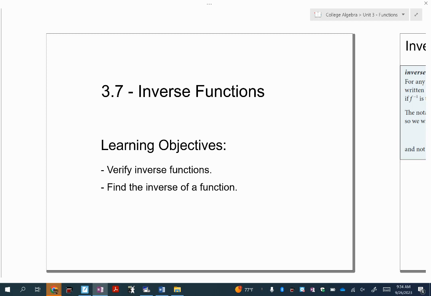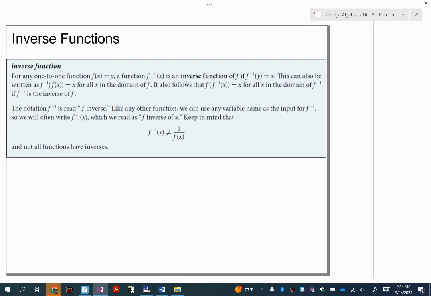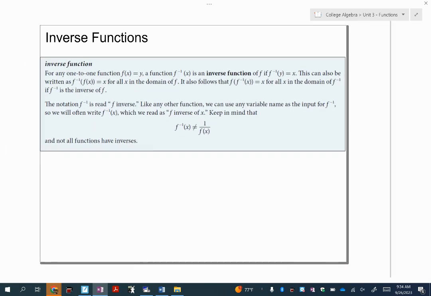Okay? Let's talk a little bit about inverses. Probably your first experience with inverses came in like the end of middle school. All right, do you guys remember graphing with T-charts?